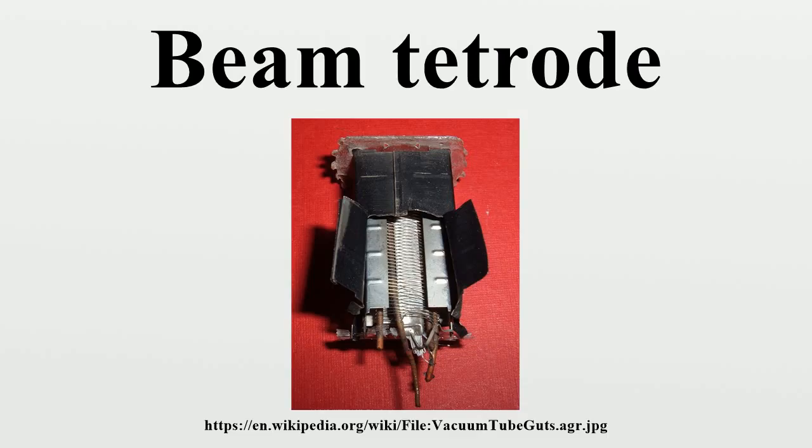Their design had the following features. The control and screen grids were wound so that the pitches were the same and the wires were in alignment. A pair of beam-forming plates was added at the two ends of the oval grid structure to focus the electron stream into a pair of beams 180 degrees apart. These plates are normally connected to the cathode.